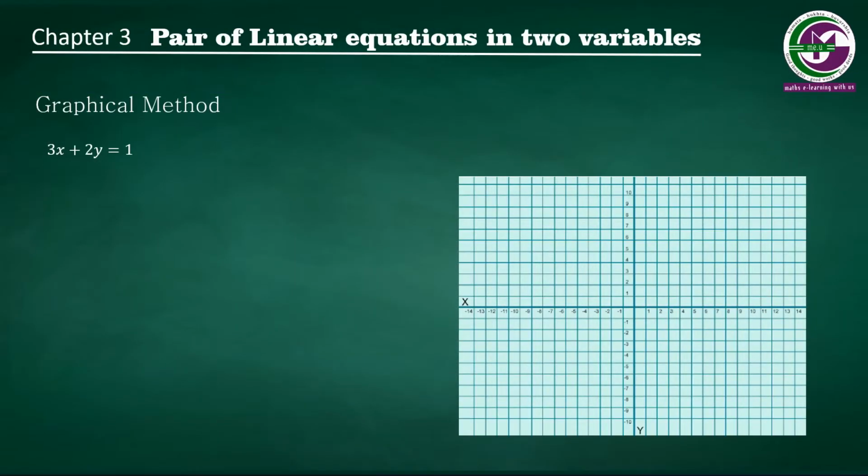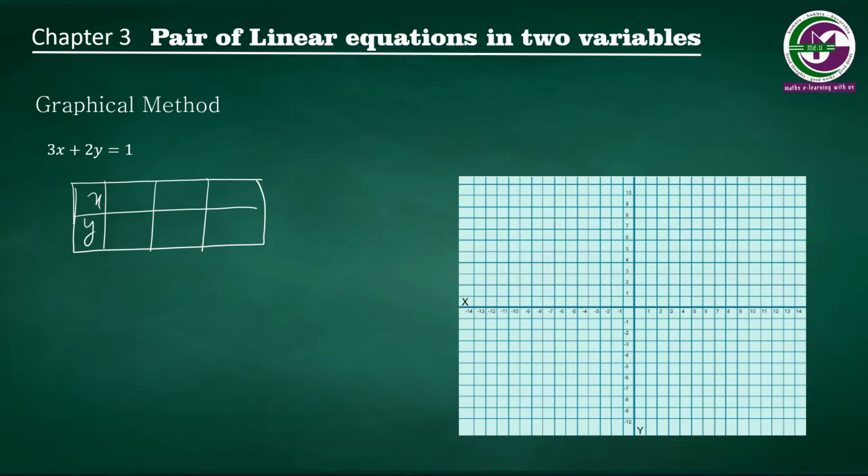Now let's check the second case. The example here is 3x plus 2y equals 1. So here also we need to find the solutions to draw the graph. So I'm marking a box here, x, y. After solving, we'll get when x equals 1, the y value is negative 1. When x equals 3, the y value is negative 4. When x equals 5, the y value is negative 7.